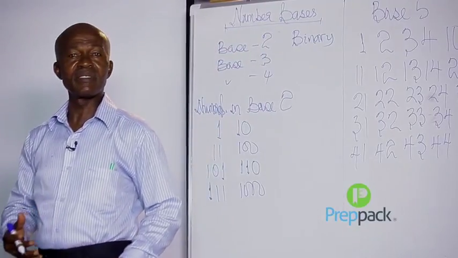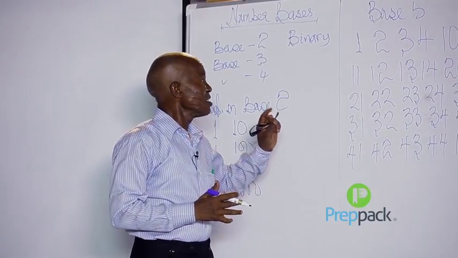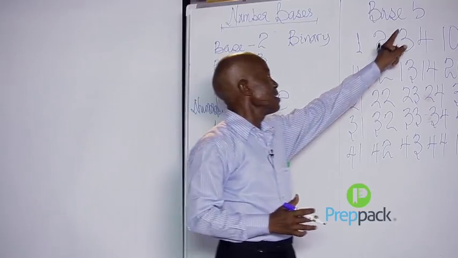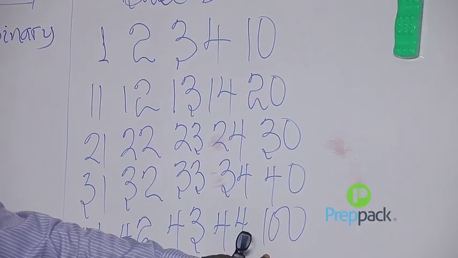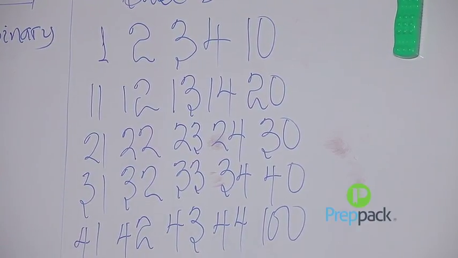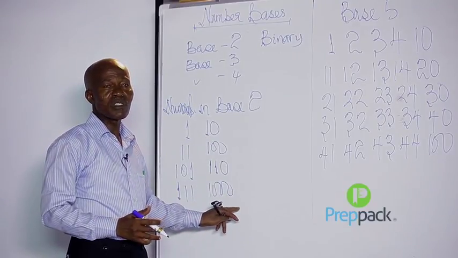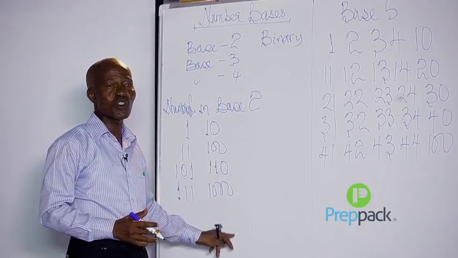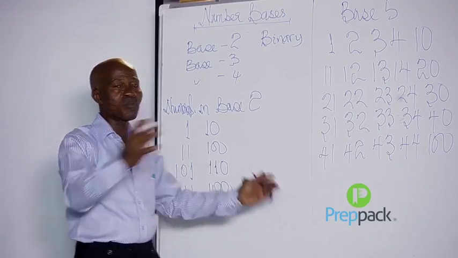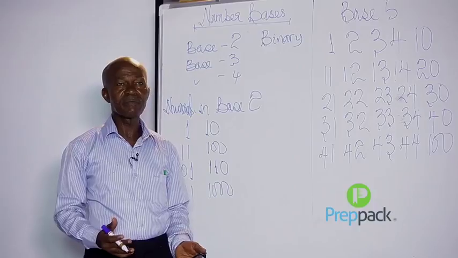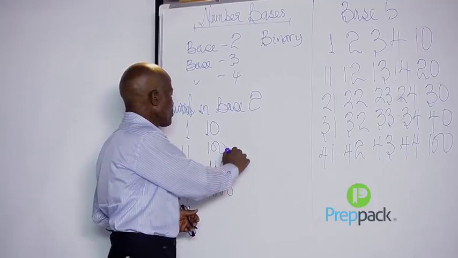Looking at this, we realize that we are not to allow the base number to appear. The base number forms the 10. Looking at base 2, you see that nowhere does 2 appear. 2 is the base. Wherever 2 should appear, that should be 1, 0. So it is in all bases.